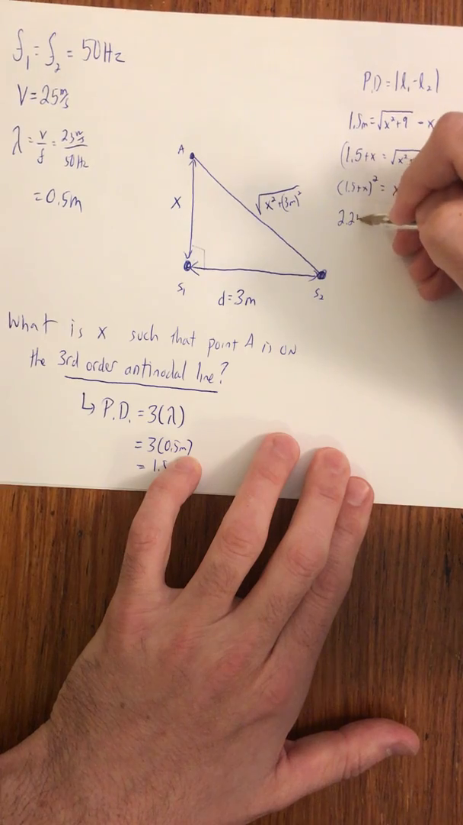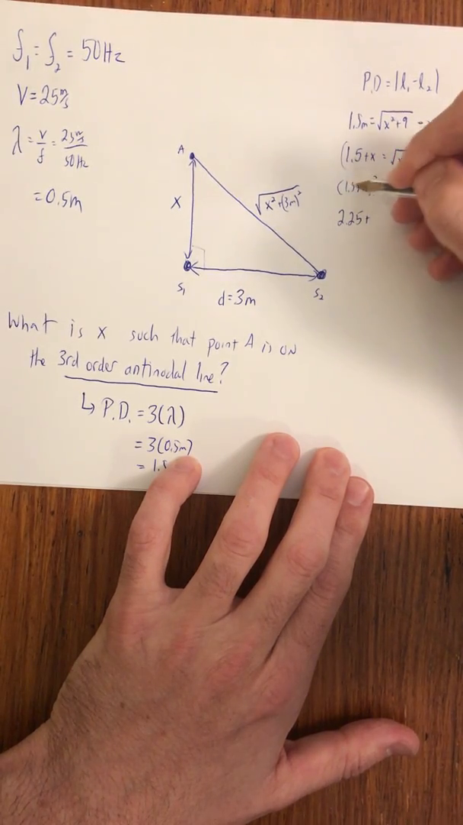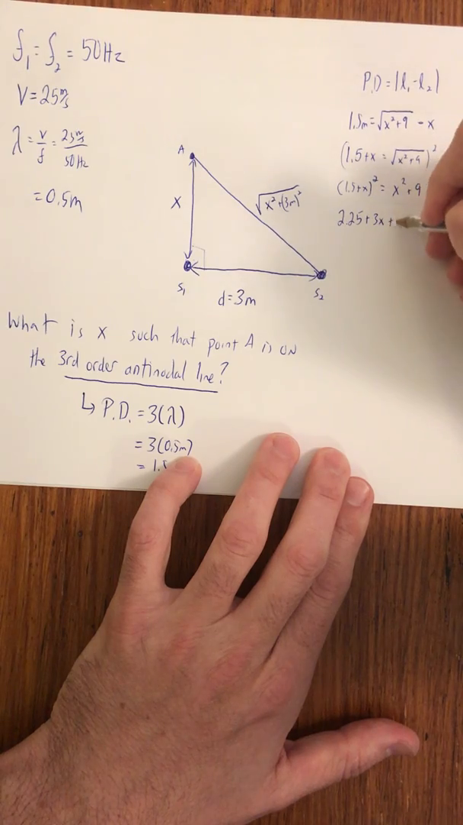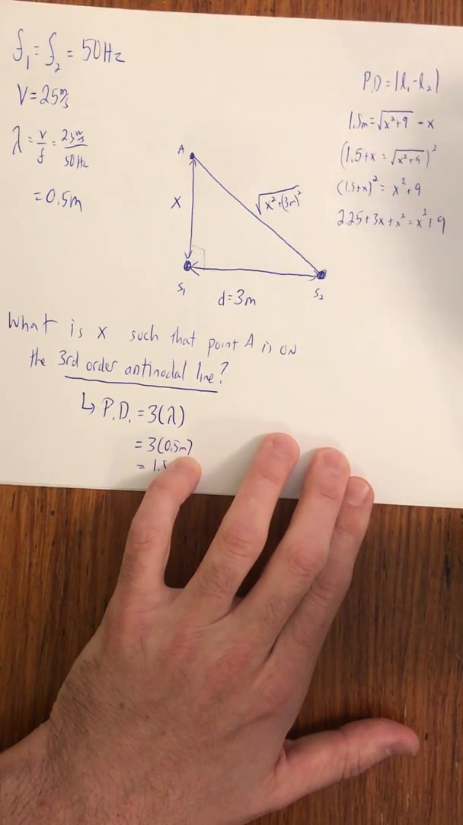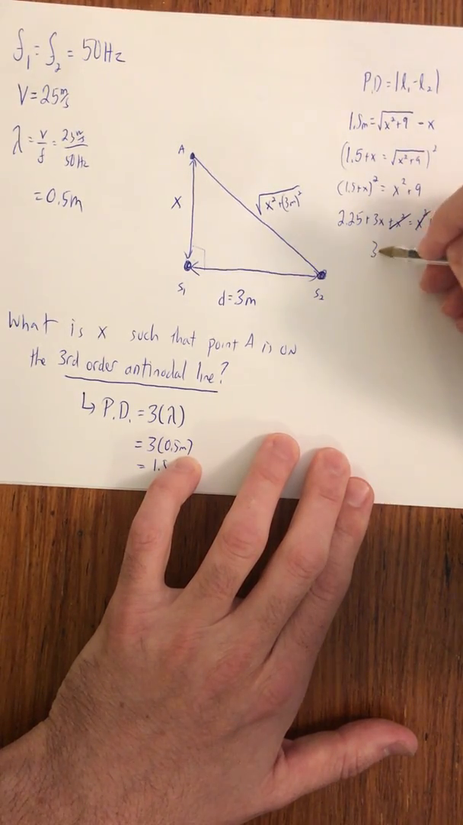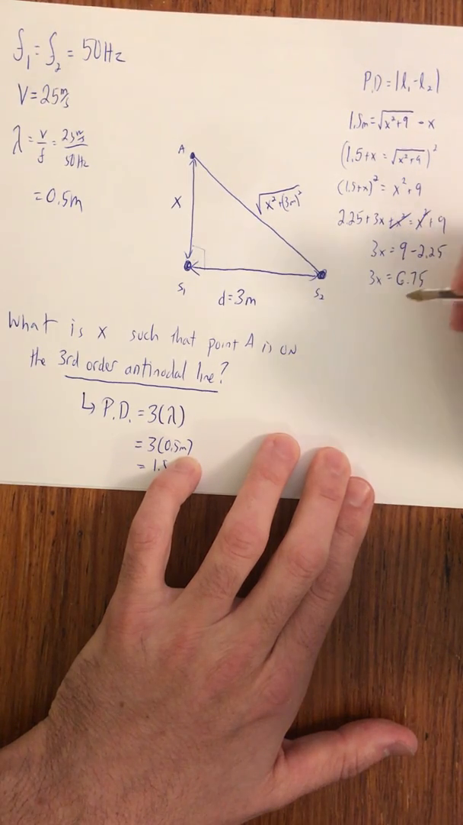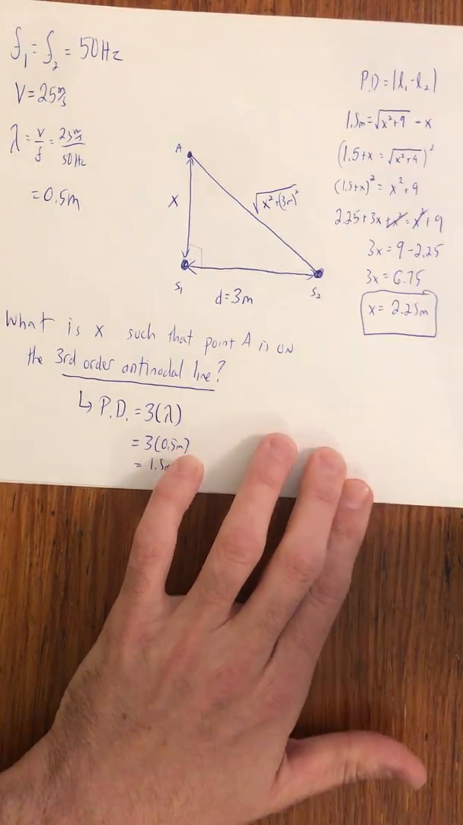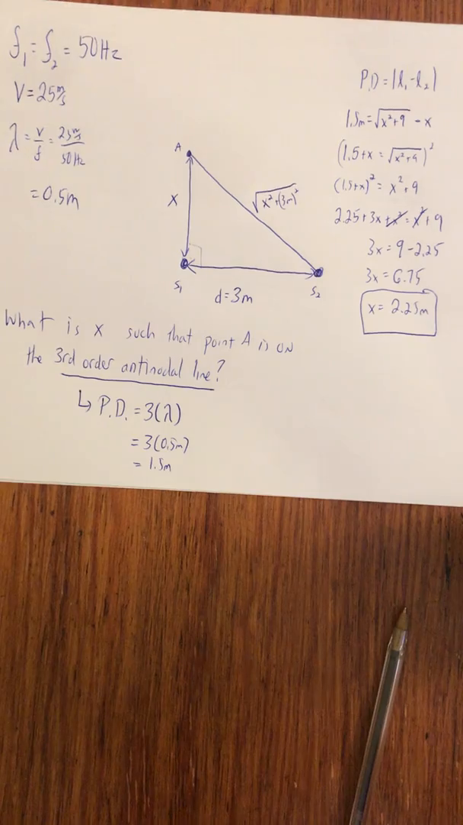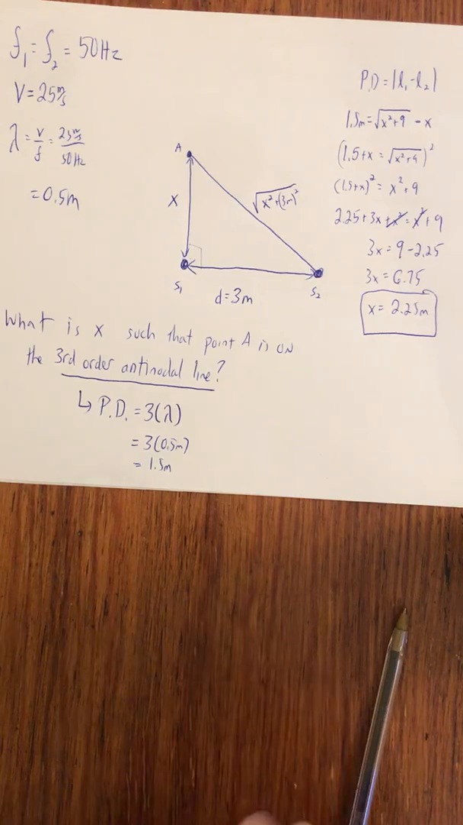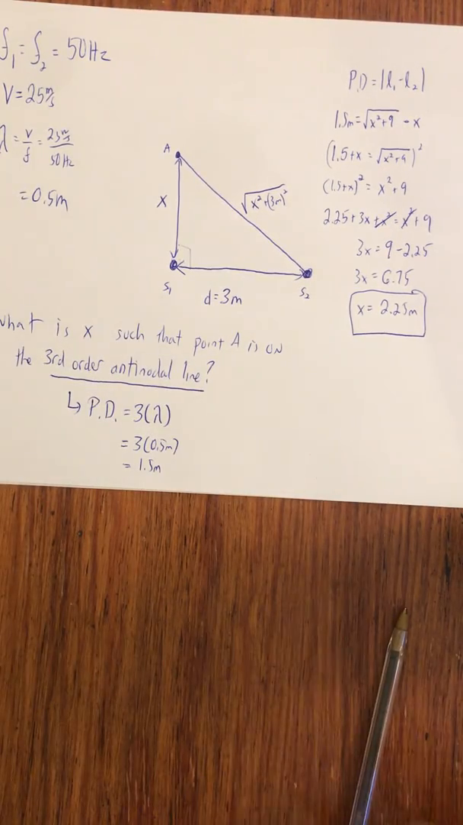1.5 squared is 2.25 plus 2 times 1.5 times x, so 3x, plus x squared is equal to x squared plus 9. All right, you can see if I subtract x squared from both sides, that goes away. So I have 3x is equal to 9 minus 2.25. So 3x is equal to 6.75, and divide across, so x is 2.25 meters. So if x is 2.25 meters, point A is on the third antinodal line. So there you go, nice and simple. So given a condition, we can create a math equation and go from there.